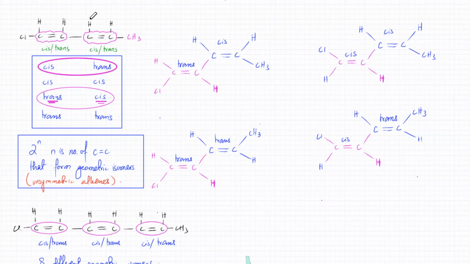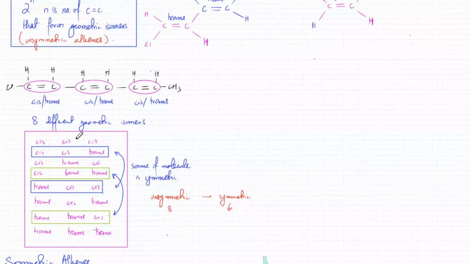Like if I have just four double bonds, what is 2 to the power 4? I think that's 16. 2 to the power 3 is 8. 2 to the power 4 is 16. So if I have four double bonds, the number of possible arrangements would exponentially increase. There are 8 different versions of this molecule.